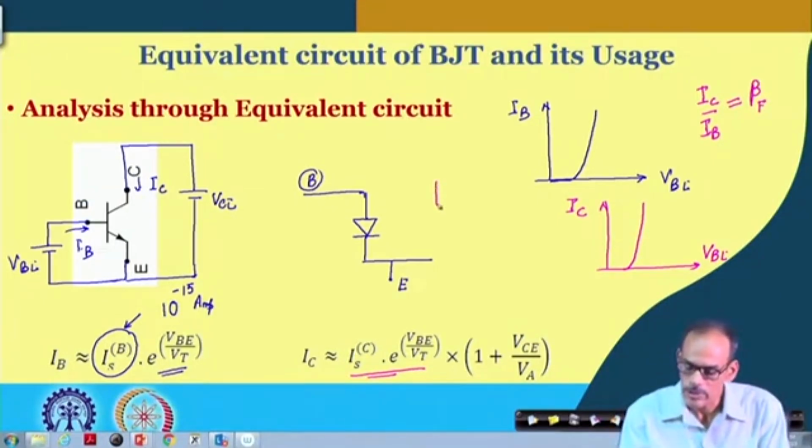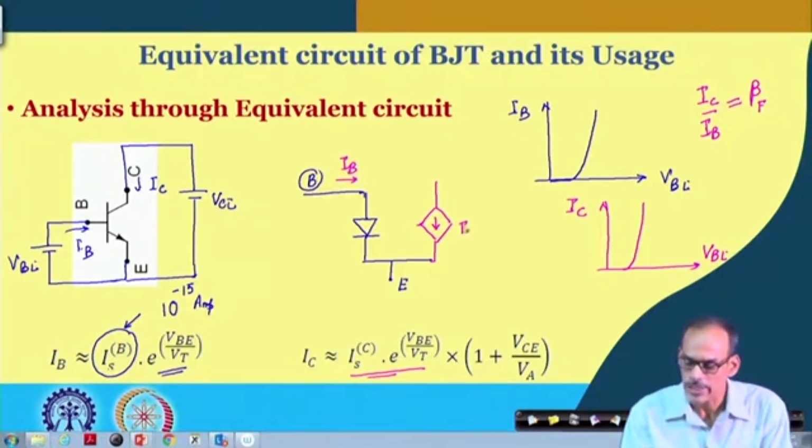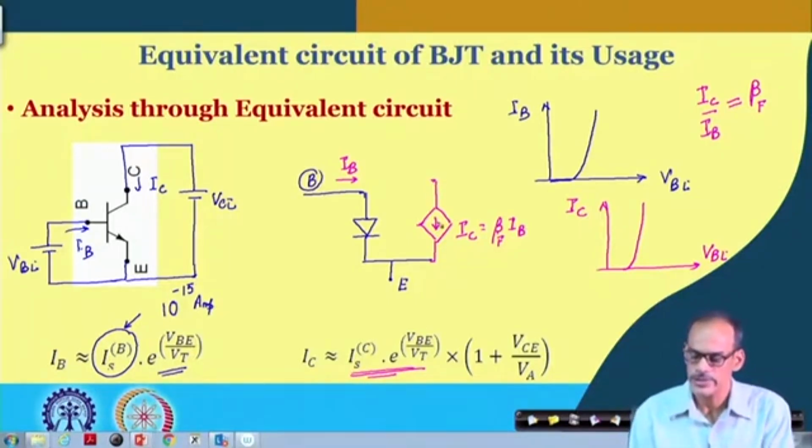So, probably this characteristic can be represented by, say, a current controlled current source. So, you may say that this is a current controlled current source, and this current is controlled by IB. So, you may say that this IC equals beta f into IB. In fact, this part is well captured by this relationship.